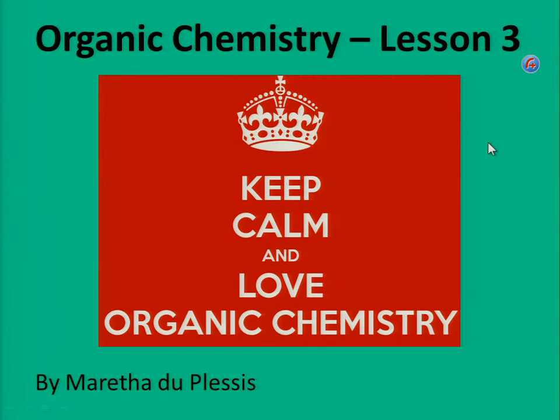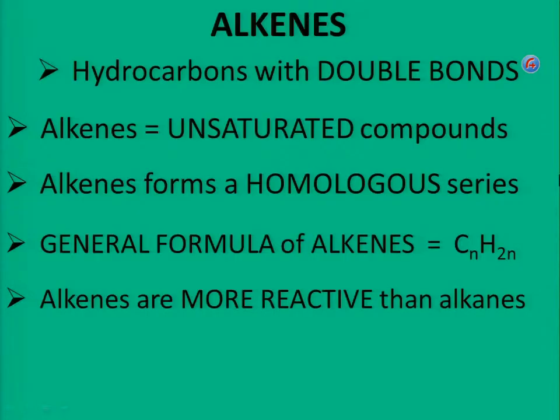Welcome to Organic Chemistry, Lesson 3. Alkenes. Alkenes are hydrocarbons with double bonds. Alkenes are unsaturated carbons. They form a homologous series, and there is a general formula for alkenes, just as for alkanes, but now it is CnH2n. Alkenes are more reactive than alkanes.